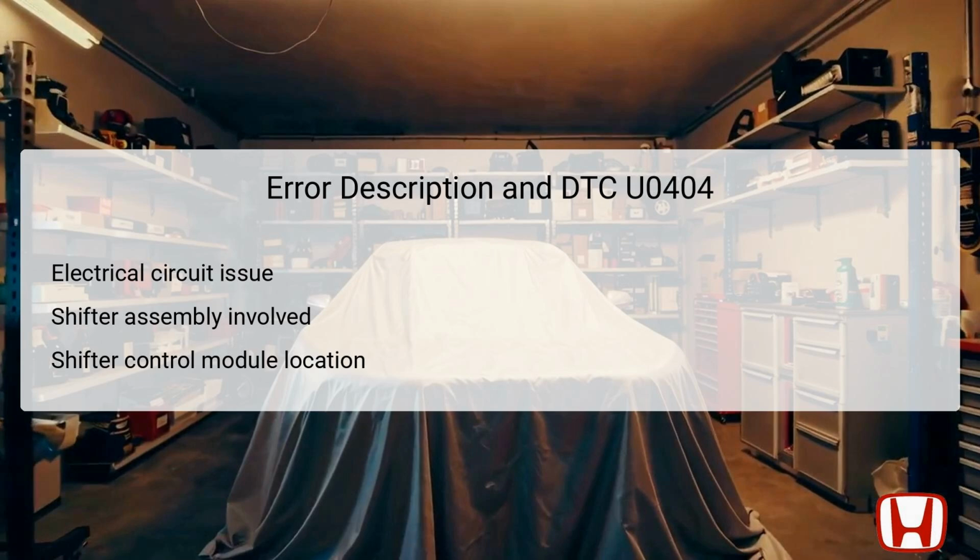controls gear shifting. A malfunction in the shifter control module, often referred to as SBW, shift-by-wire shifter control module, may lead to this error code. If there are no mechanical problems detected, focus your troubleshooting efforts on electrical issues, connections, and the shifter assembly itself to identify and rectify the underlying problem.